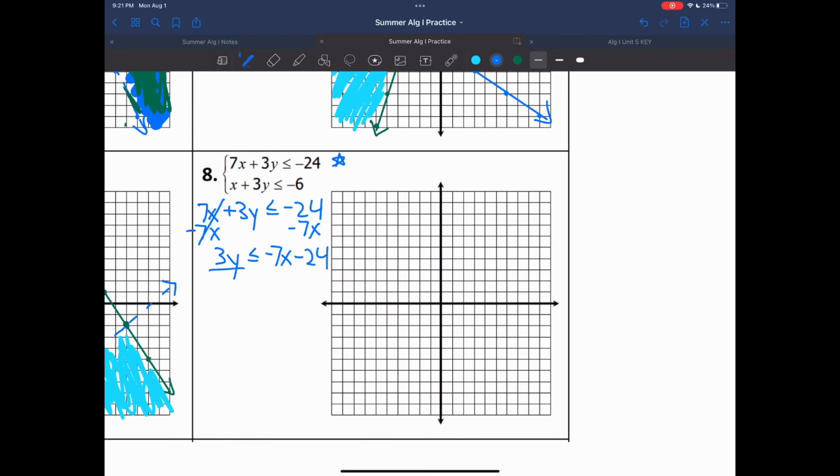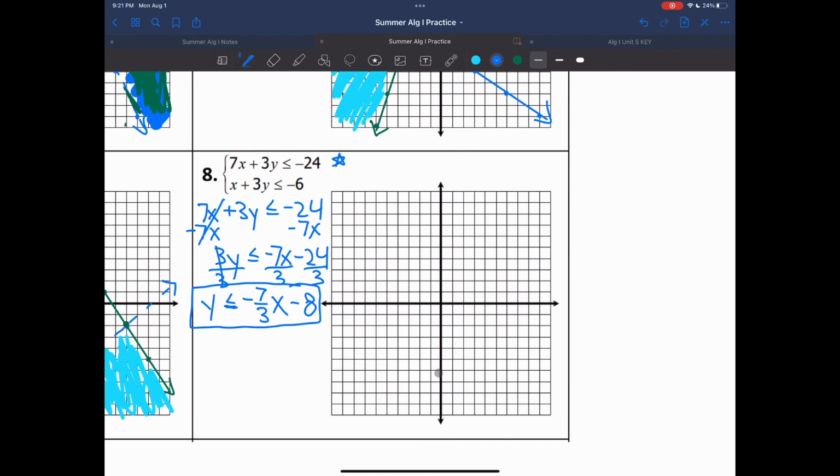And then we divide everything by 3. We're dividing by a positive, so we're not flipping our sign here. So y is less than or equal to negative 7 over 3x, and that would give me minus 8. Okay, there's our first one.